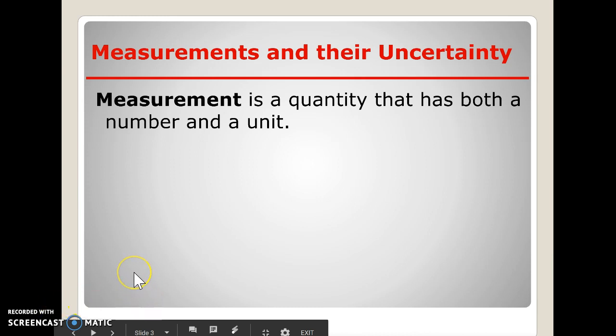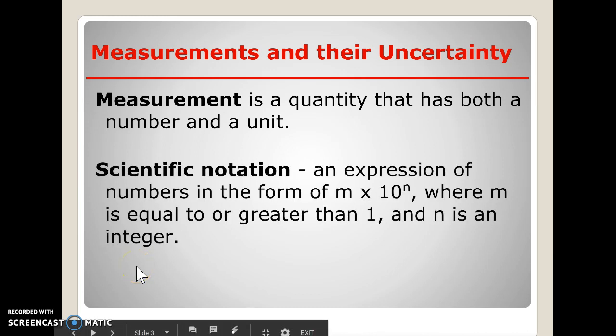And the thing is that you should know, and we've said the word measurement before, but it is a quantity that has both a number and a unit. And a lot of times our measurements will be recorded in scientific notation. And scientific notation is in the form of m times 10 to the n. M is equal to or greater than 1, and n is an integer.